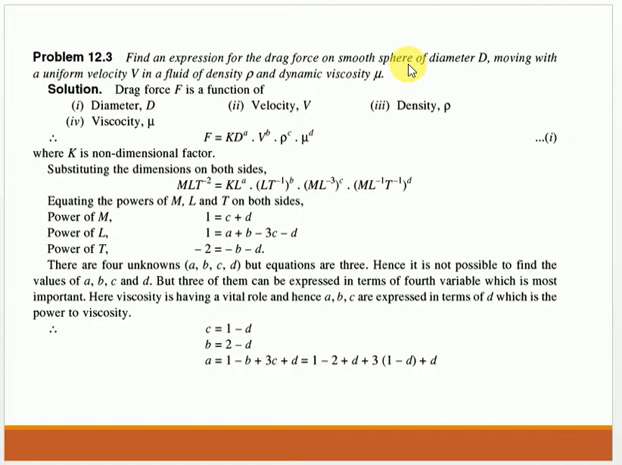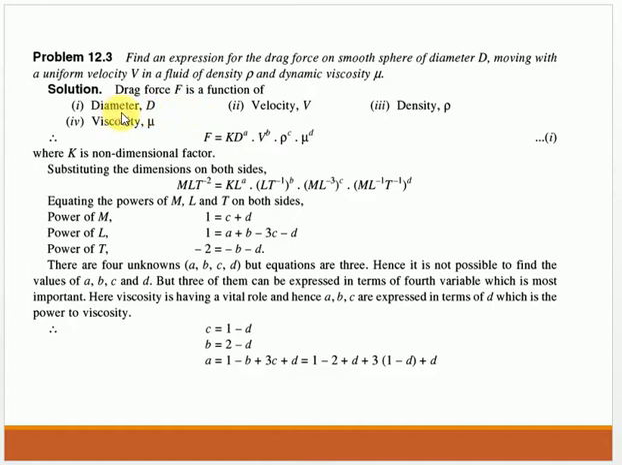For the same example, if you throw the ball under water, the density of water is much higher compared to the density of air, so the distance covered by the cricket ball in air and in water will not be the same. And for dynamic viscosity, the viscosity of air will be less compared to the viscosity of water. So here we are going to find an expression for this using Rayleigh's method.